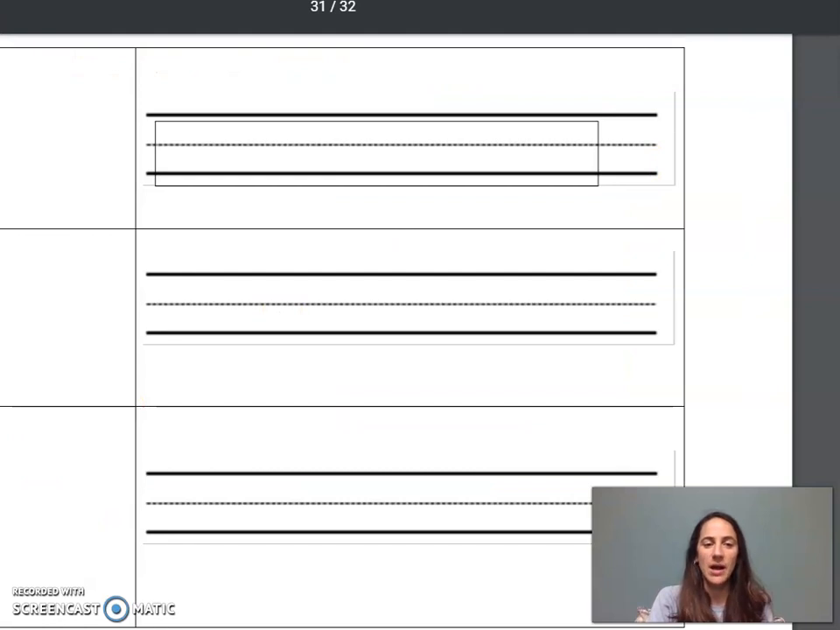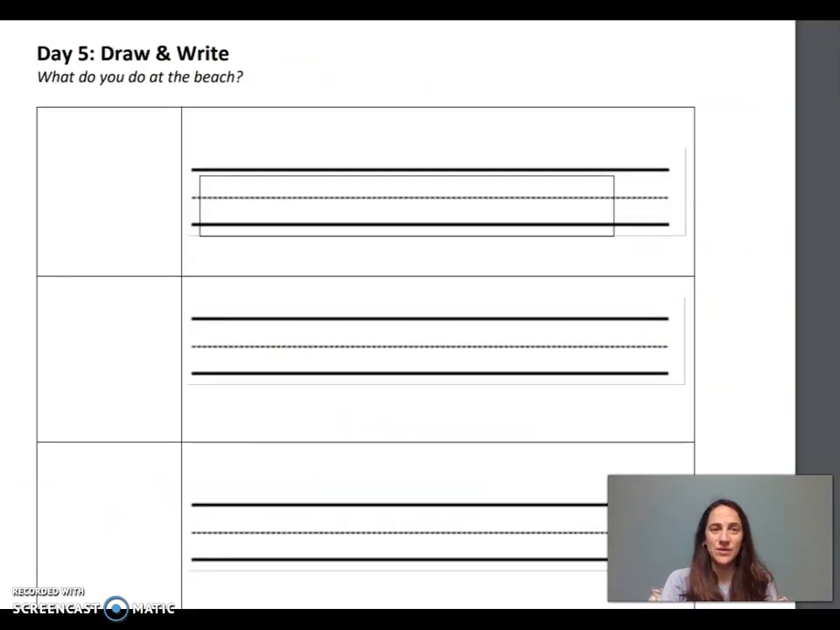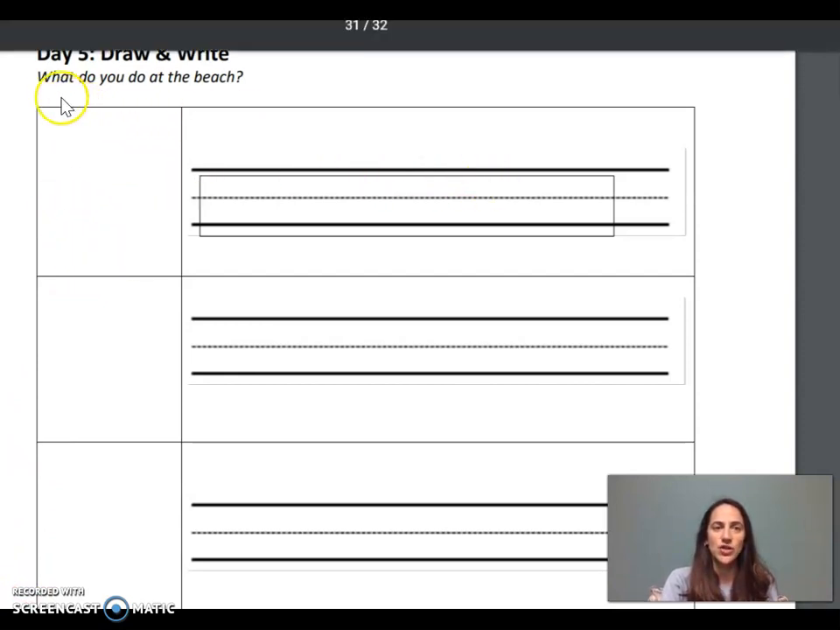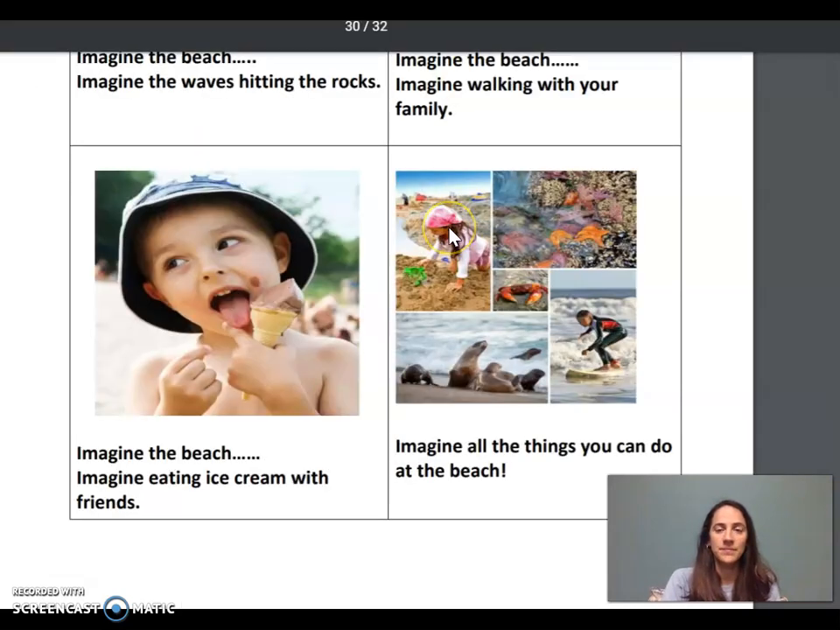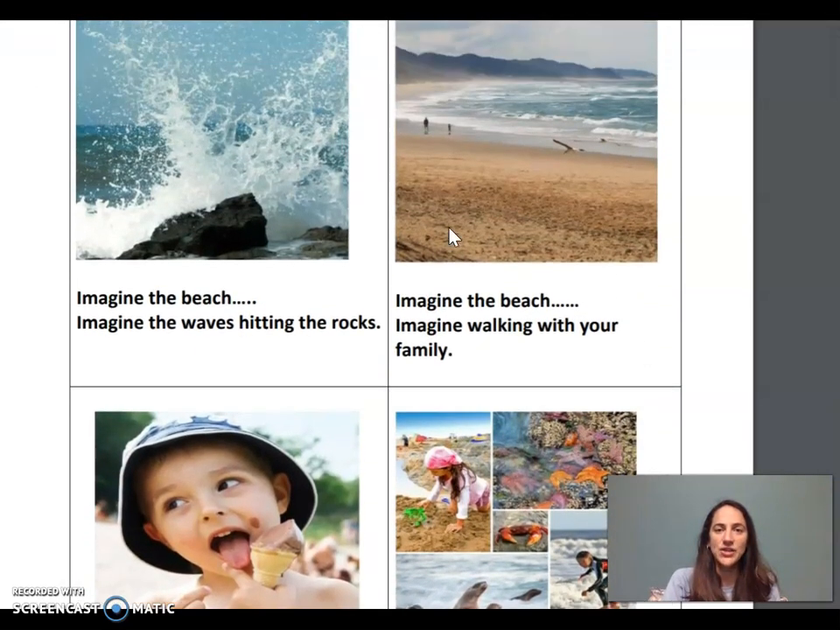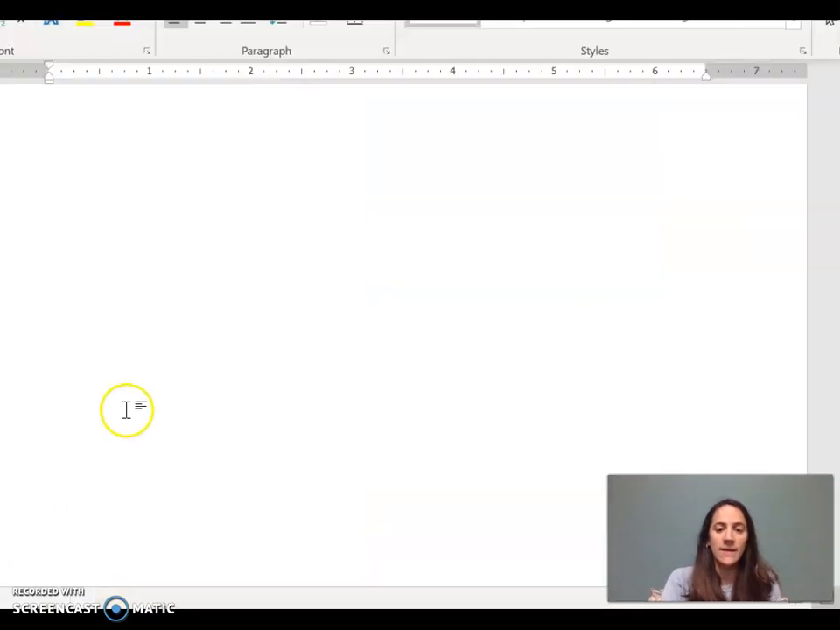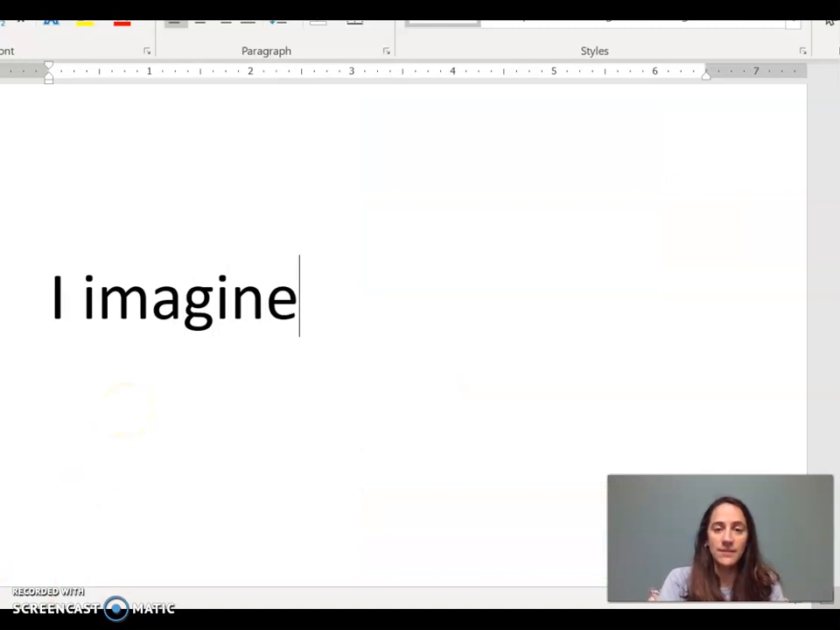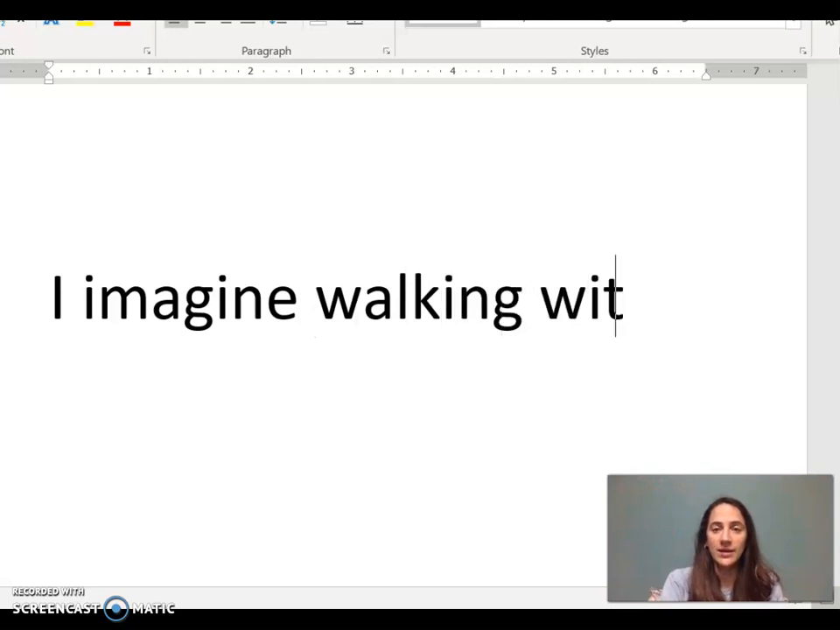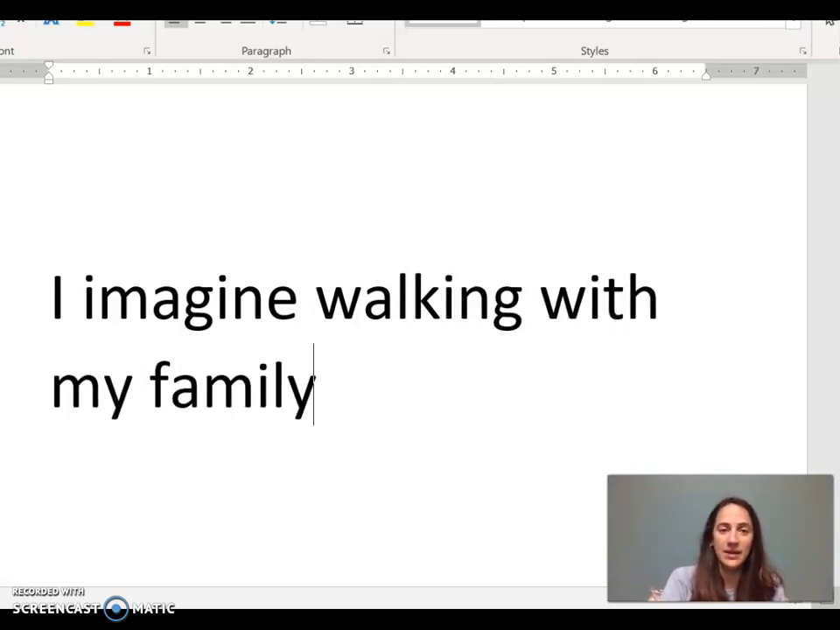Now we want to talk about what we can do at the beach. Here we're going to draw a picture and write, answering the question, what do you do at the beach? Let's use the book to help us. Imagine the beach. Imagine walking with your family. So now I want to write, I imagine. That means I am thinking about it. I imagine walking with my family.